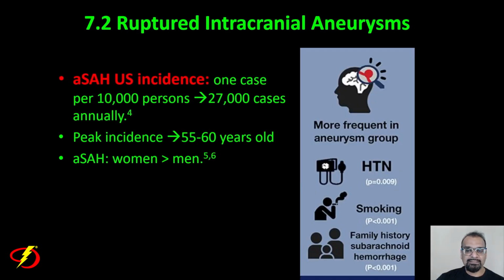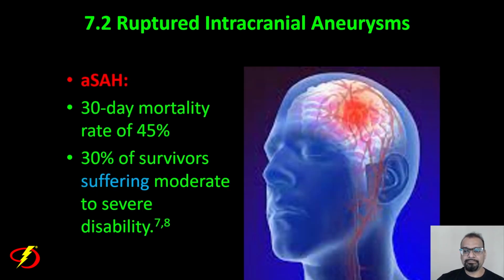So the incidence of aneurysmal subarachnoid hemorrhage in the United States is one case per 10,000 people, or 27,000 cases per year. The peak incidence is 55 to 60 years old, and aneurysmal subarachnoid hemorrhage is more common in women than men. Aneurysmal subarachnoid hemorrhage has a 30-day mortality rate of 45%. That's pretty high, with 30% of survivors suffering moderate to severe disability.